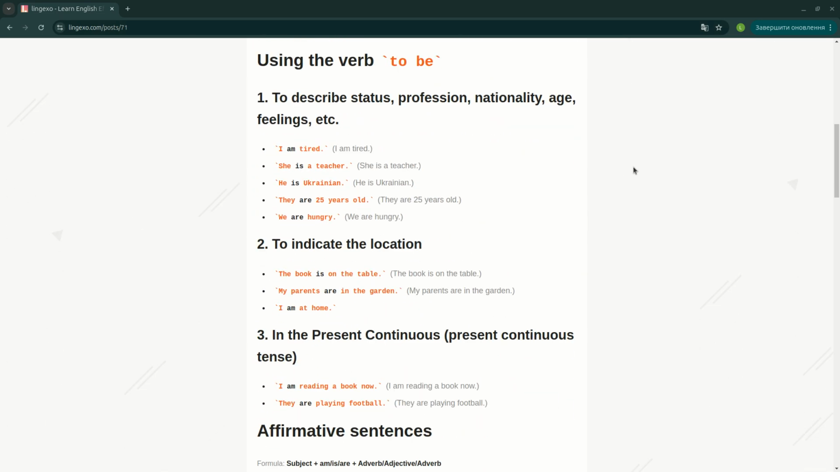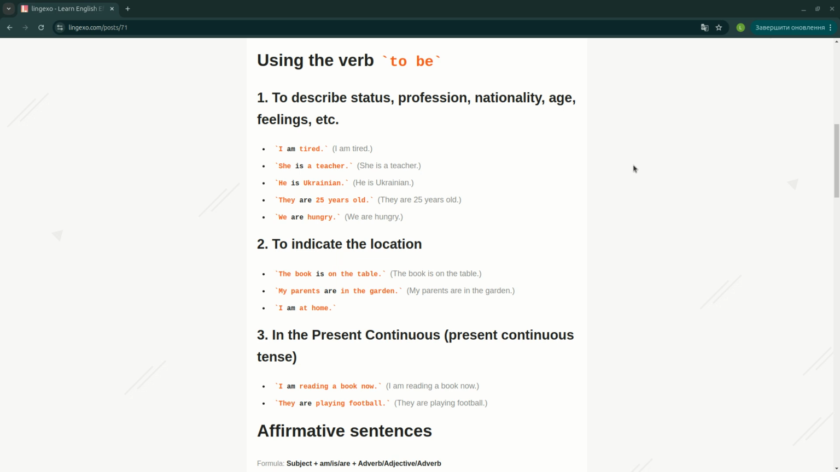Using the verb to be. We use it to describe status, profession, nationality, age, feeling, and more. I am tired. She is a teacher. He is Ukrainian. They are 25 years old. We are hungry.